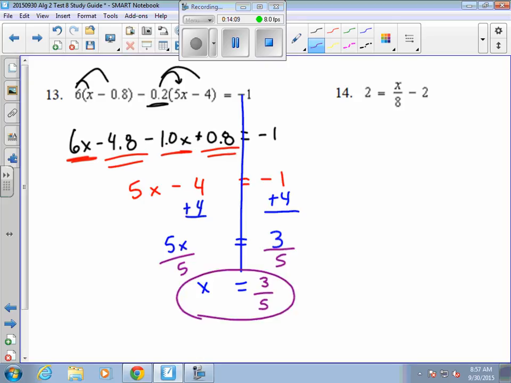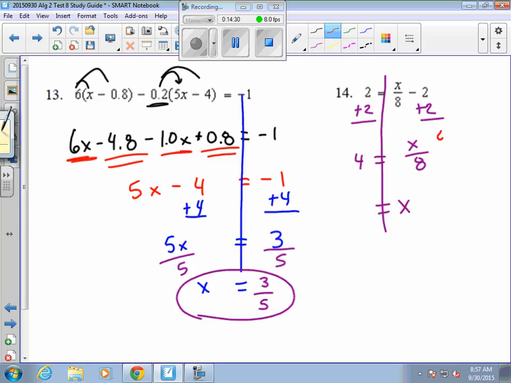2 is equal to x over 8 minus 2. Again, remember, to get x by itself, you undo your order of operations backwards. It says minus 2. Undo that by adding 2 to both sides. If you add it there, add it here. 2 plus 2 is 4 is equal to x over 8. Undo the over 8 part. That means undo dividing by 8 by multiplying by 8. If you multiply the right by 8, multiply the left by 8. 8 times 4 is 32. That cancels out. X is equal to 32.